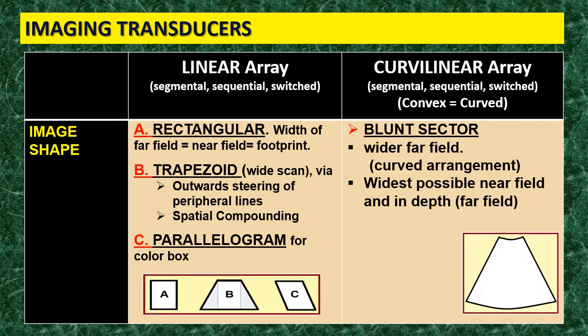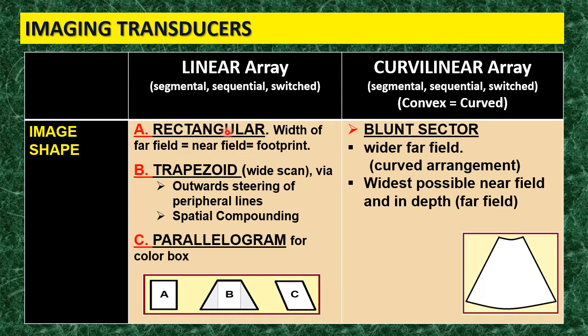Image shape. This is something interesting to know. For the linear array and the curvilinear, they are different in image shape. Why? Because the face of the probe is different. The face of the probe in the linear array is a straight line. That's why the ultrasound beams come out in a straight perpendicular line, and that's why I get what is called the rectangular image, like this one. Pattern A, rectangular image.